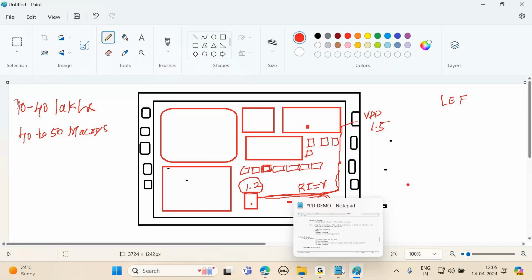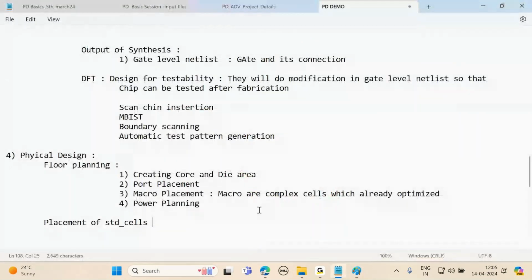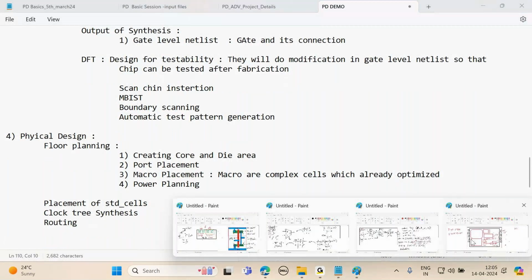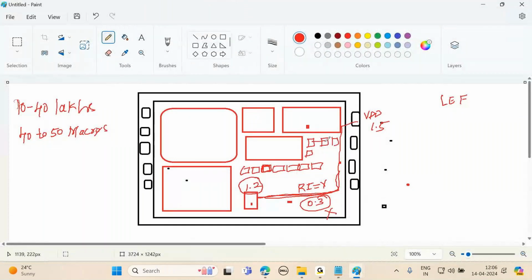So after placement of standard cells, we do clock tree synthesis. Next, we do routing. Whatever standard cells I have, I have to connect them by using metal layers. I have to make these connections by using metal layers. That is called what?